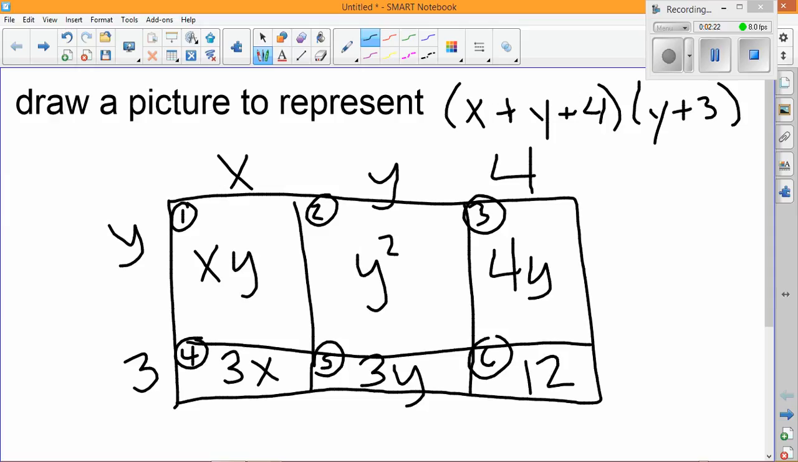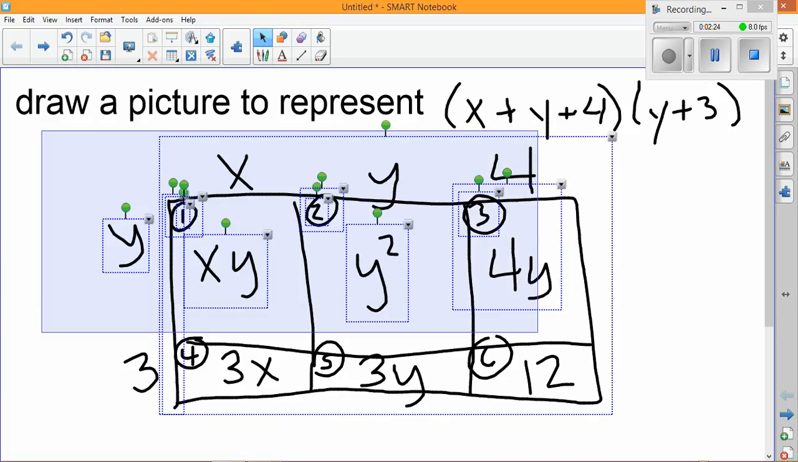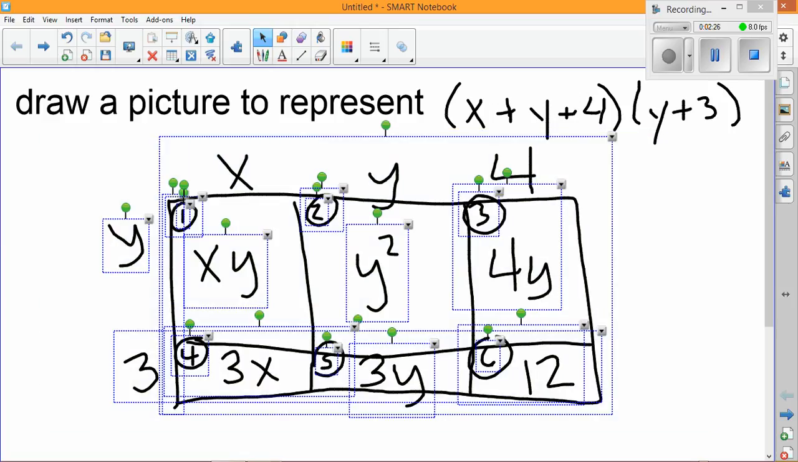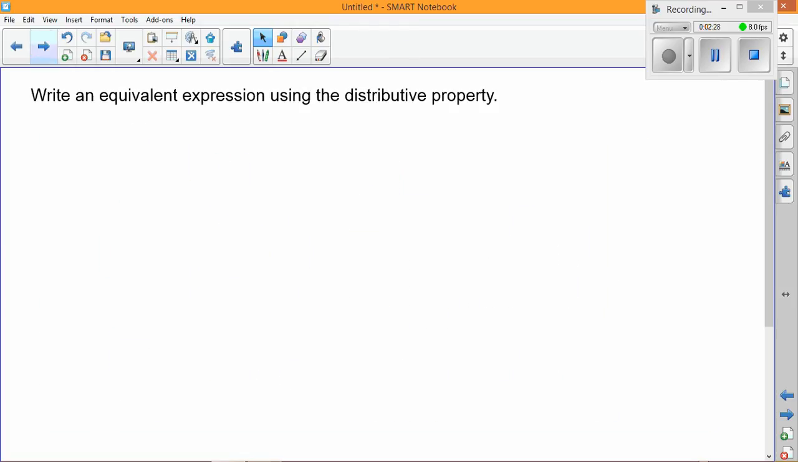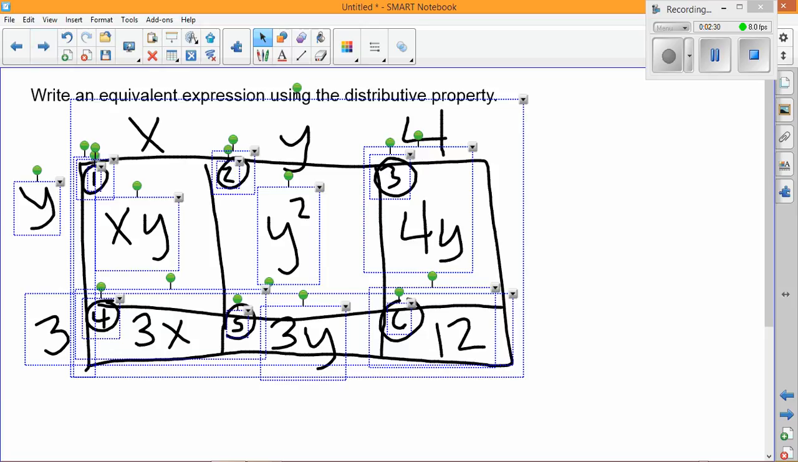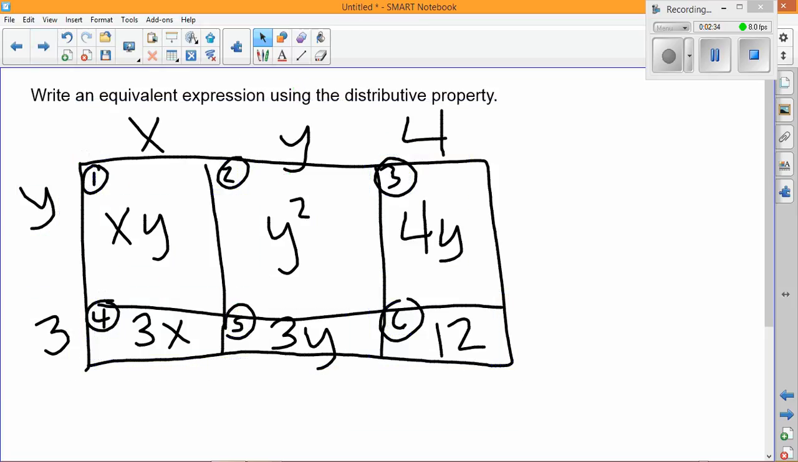Now, the next question asks to write an equivalent expression using the distributive property. So we have drawn a model, and now we want to use the distributive property, which is what we've essentially done using the area model, to write out an expression. So we have to look first for like terms.